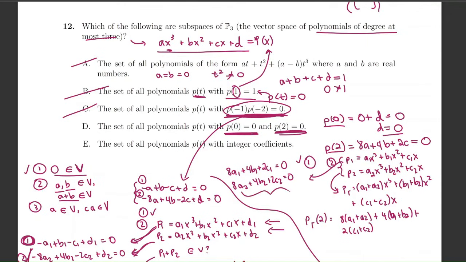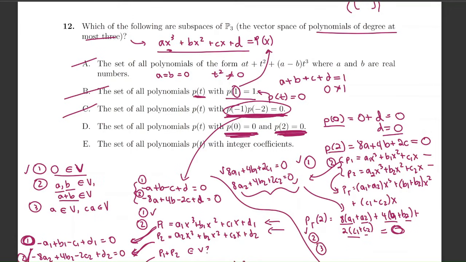Okay, so because of these constraints, we know that a1 plus 4b1 plus 2c1 is 0 from here. Then we also know that a2 plus 4b2 plus 2c2 is equal to 0. So both of these are equal to 0, so this is going to be equal to 0 because of these constraints right here. Because of that, we can say that this is closed under addition, because when we add these two polynomials that are already in the set, they give a polynomial that is also in the set because it satisfies these conditions. So it is closed under addition, so that's good.